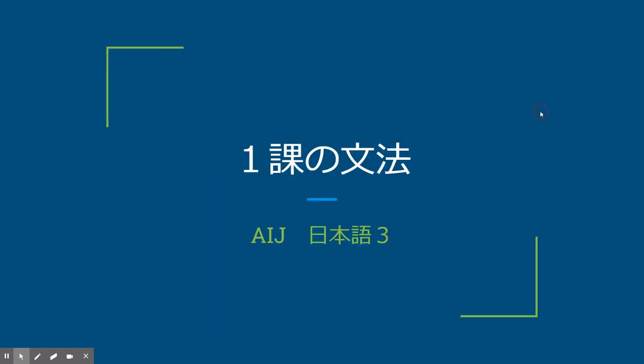Okay, じゃあね、1課の文法に入ります。So we're going into Unit 1's bunpo, and some of them are new and some of them are review. So please take really good notes in this.